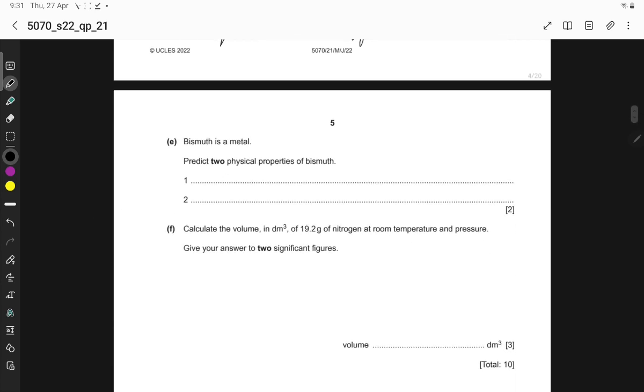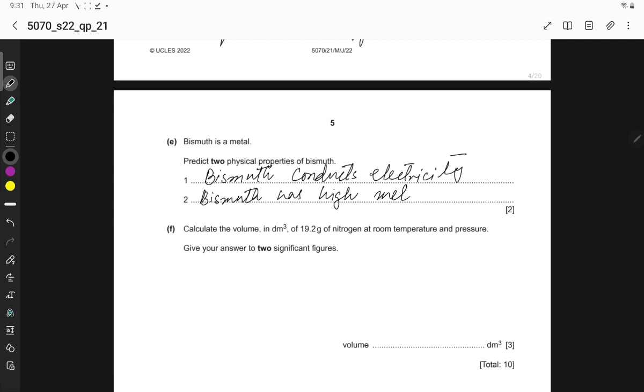Bismuth is a metal. Predict 2 physical properties of bismuth. Bismuth conducts electricity, has high melting and boiling point.